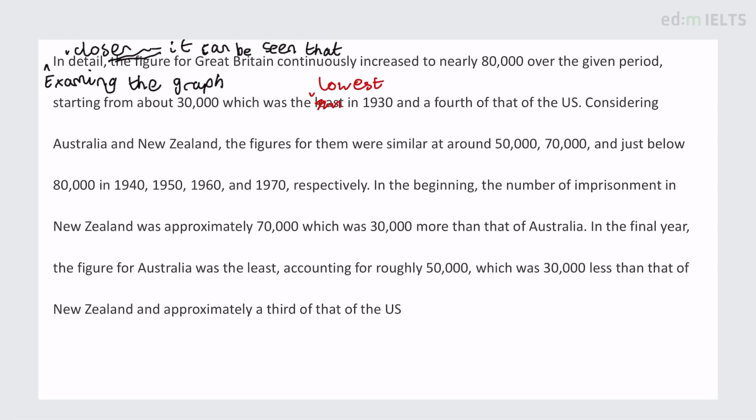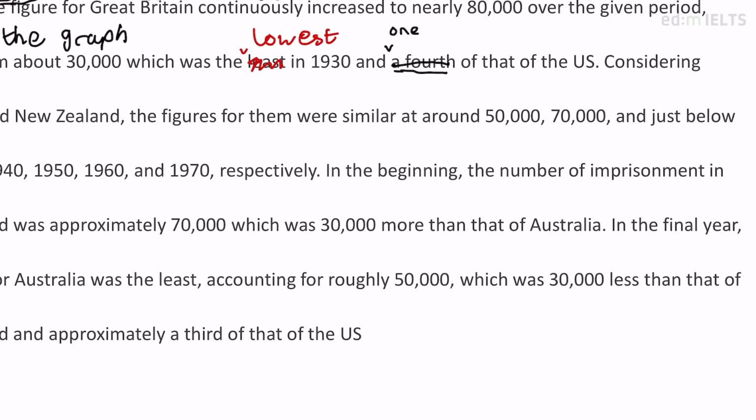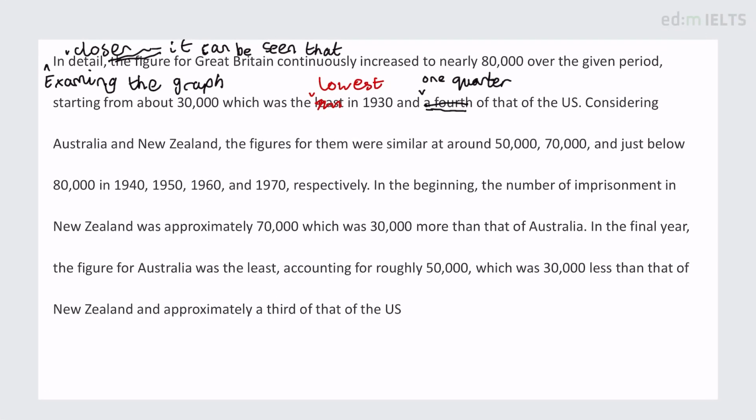Numbers, we say lowest or smallest. We don't say least. Least is best with an uncountable noun, like the least traffic or the least pollution or something like that. So the lowest number, which was the lowest in 1930, and a fourth. So 1/3, 1/4 is a bit more formal. But also we don't usually say a fourth, we usually say a quarter, so 1/4 of the US.